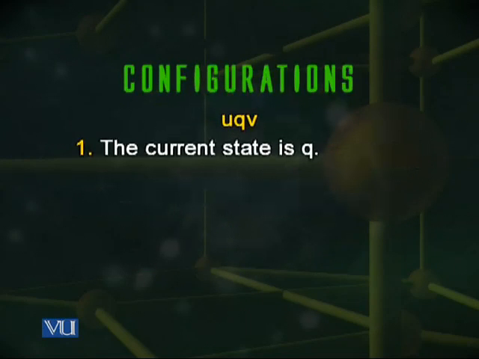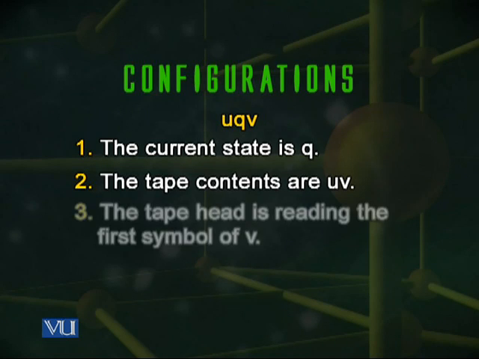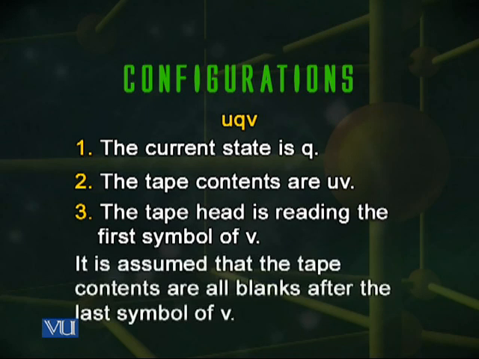It denotes that the current state of the Turing machine is Q. The tape contents are U followed by V, or U concatenated with V, and the tape head is reading the first symbol of V. It is assumed that the contents are all blanks after the last symbol of V.